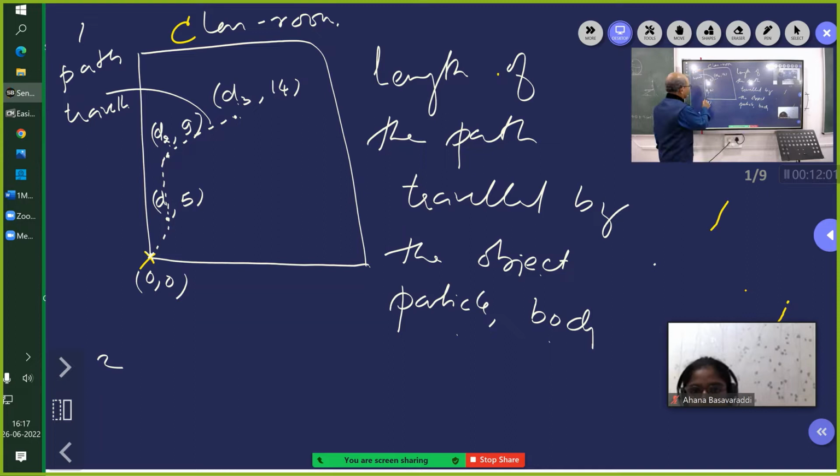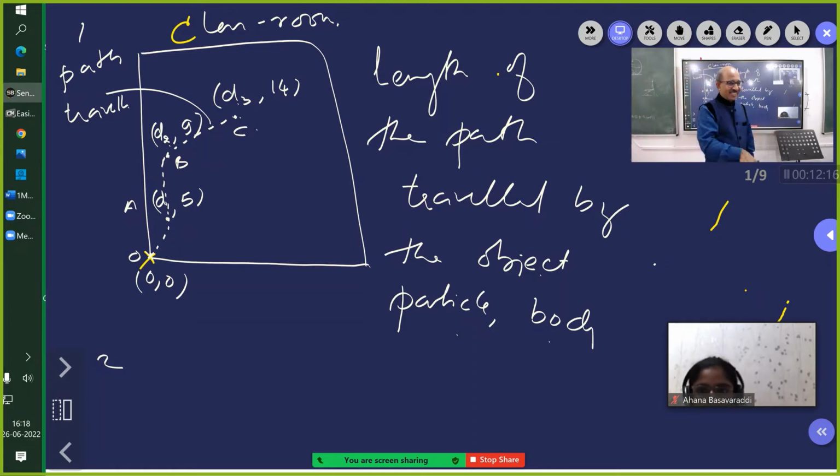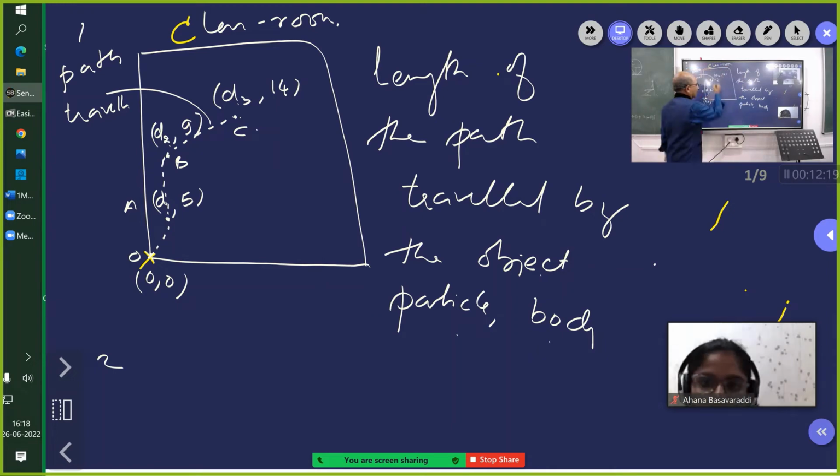So what do you mean by length of the path? If I call this point O, this point A, this point B, C, then what do you mean by length of the path? Total distance. You should not use the word distance to tell length. Suppose I tell you to measure the length. How will you measure? Final position minus initial position? Final position is D3, initial position is 0. D3 is, say, around 10, and this is 0. So you mean to say 10 minus 0 is 10, the length of the path?